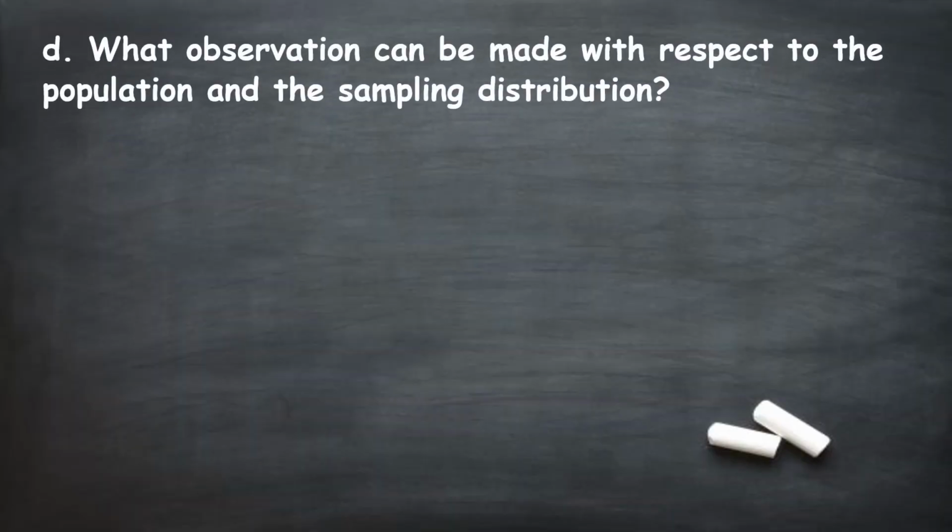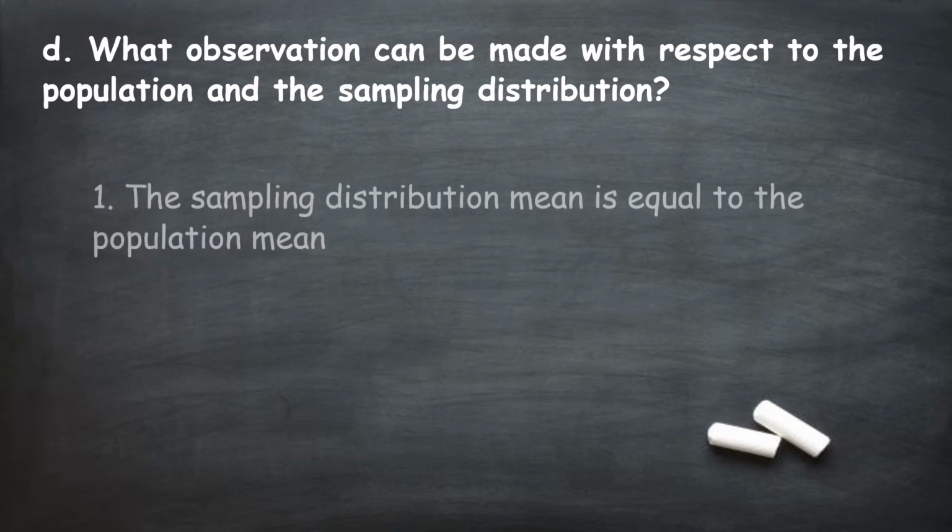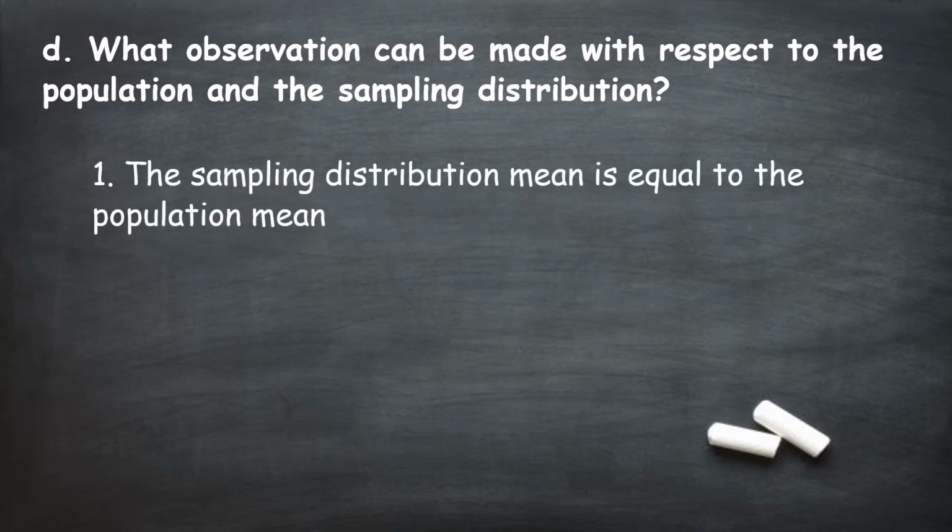So let's now try to observe what is the difference between the population and sampling distribution, or the sample distribution that we computed a while ago. So first, the sample distribution mean is equal to the population mean. But there are still some cases wherein we get a different sampling distribution mean compared with the population mean. But the numerical values that you will obtain are closer with each other.